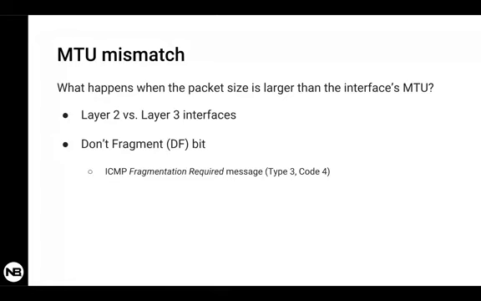Another thing to consider is the don't fragment bit, which is an IP field on the packet. If you see this bit set to 1, so don't fragment is set to true, the router is not allowed to fragment the packet. That means it will have to discard it and send back to the source host an ICMP type 3 code 4, which is also called the fragmentation required message. Different story for layer 2.